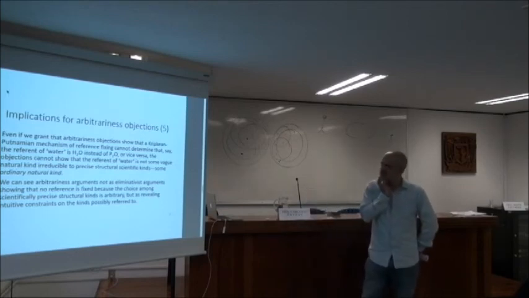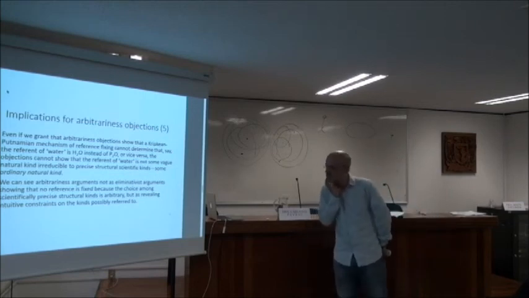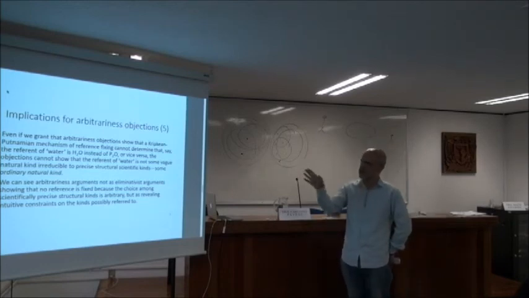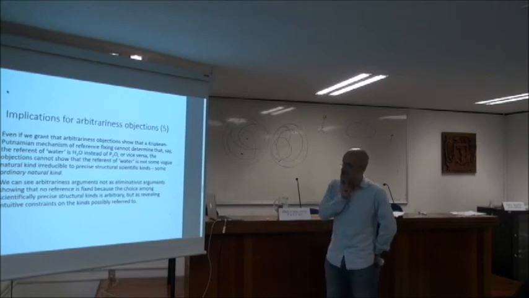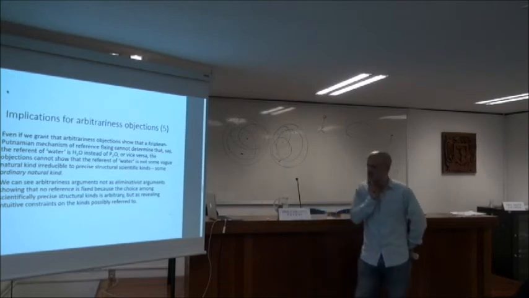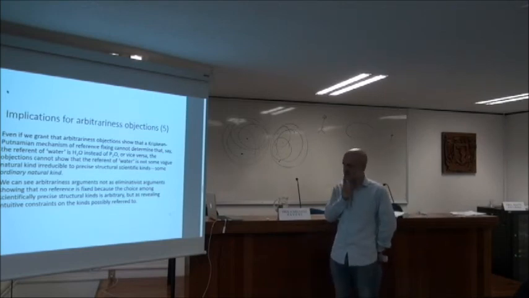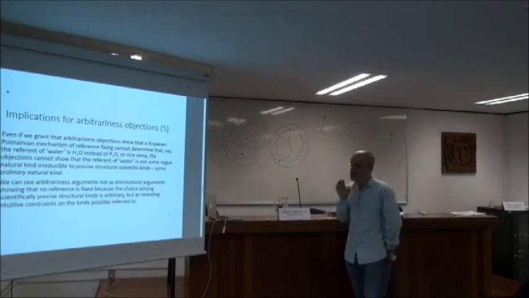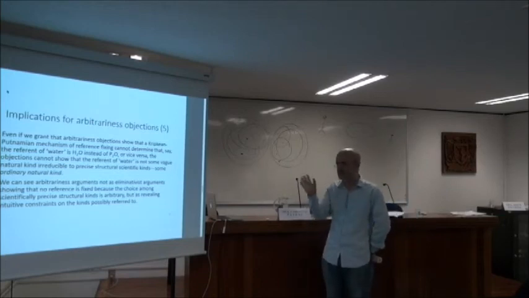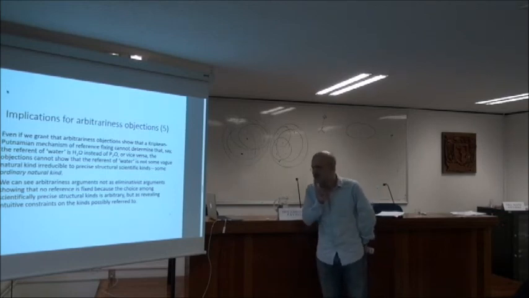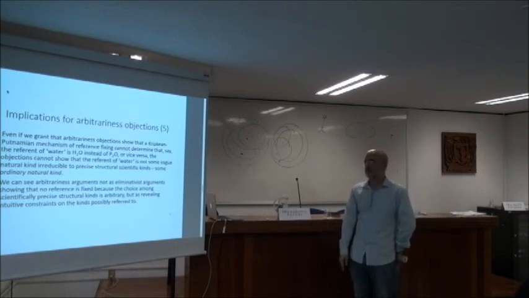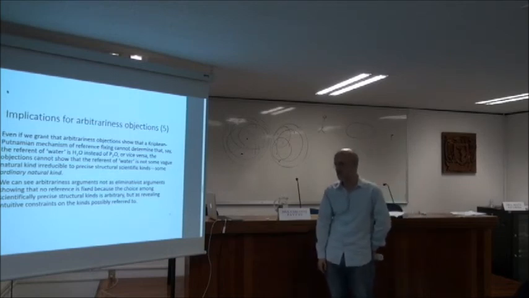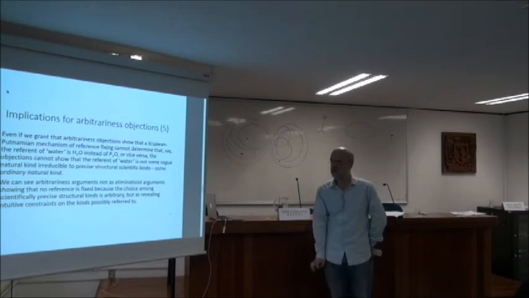Even if we grant that arbitrariness objections show that a Putnam-style mechanism of reference fixing cannot determine, say, the reference of water as H2O instead of P2O, or vice versa, these objections cannot show that the reference of water is not some vague natural kind, irreducible to precise structural scientific kinds, some ordinary natural kind, as we might call it. This is allowed by all the considerations that we just made. So my inclination is to think that we can see arbitrariness arguments not as eliminativist arguments, as these arbitrariness critics see them, showing that no reference is fixed because the choice among scientifically precise structural kinds is arbitrary, but as revealing intuitive constraints on the kinds possibly referred to.